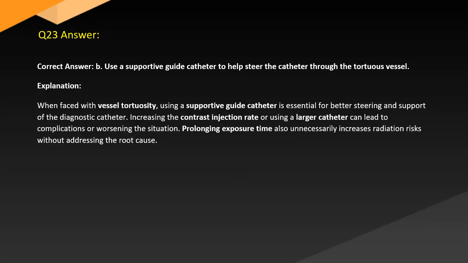Answer. Correct answer: B. Use a supportive guide catheter to help steer the catheter through the tortuous vessel. Explanation. When faced with vessel tortuosity, using a supportive guide catheter is essential for better steering and support of the diagnostic catheter. Increasing the contrast injection rate or using a larger catheter can lead to complications or worsening the situation. Prolonging exposure time also unnecessarily increases radiation risks without addressing the root cause.